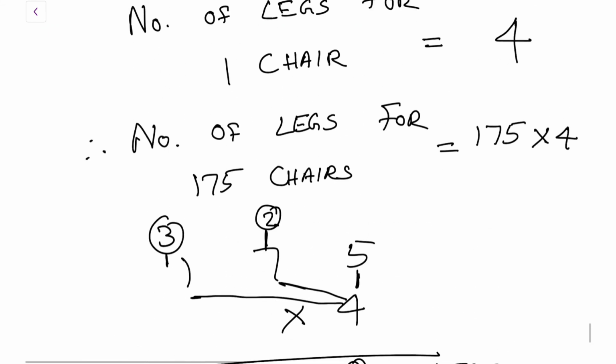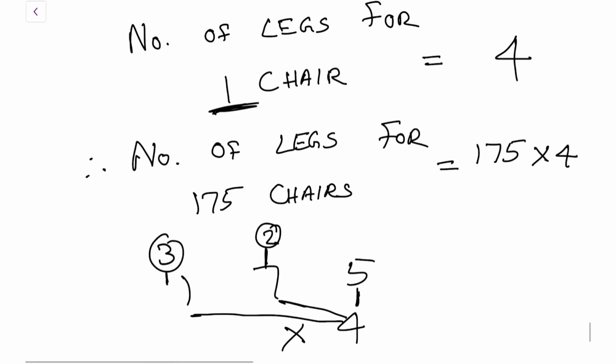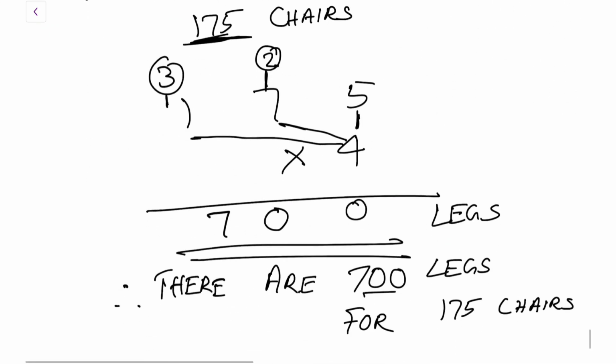Got it? One chair, 4 legs. 175 chairs, 700 legs. That's how you do it.